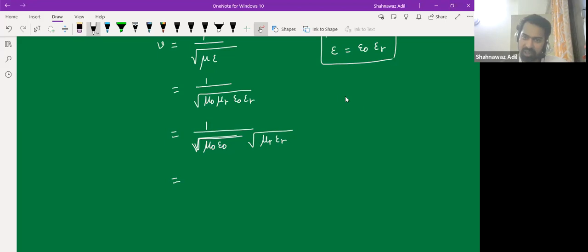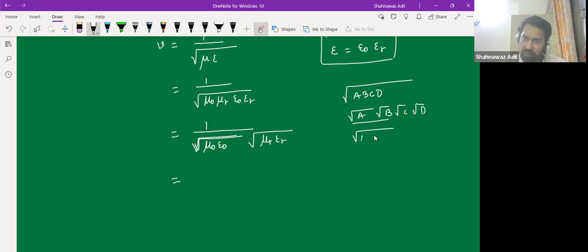Let's say I have root of A, B, C, D, right? I can write this as root A, root B, root C, root D. Can I write this? Yes. Then I write this together: root AB, and then root C. But I know 1 by root of mu naught epsilon naught. What is this, guys?